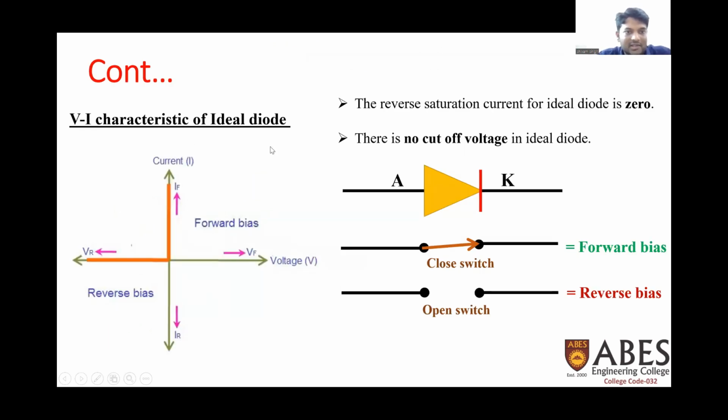Now this is the VI characteristic of an ideal diode. Previously, I discussed the VI characteristic of a practical diode. Now the ideal diode characteristic you can see here. As soon as your diode is in forward bias condition, without taking too much voltage, the current is increasing. That means there is no cutoff voltage in the case of an ideal diode. Here you can see the symbolic representation of a diode, and if it is connected in forward bias condition, it will act like a closed switch, and when it is connected in reverse bias condition, it acts like an open switch. So this is the case for an ideal diode.